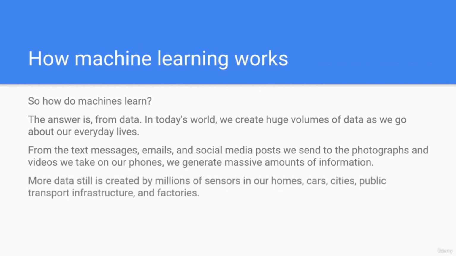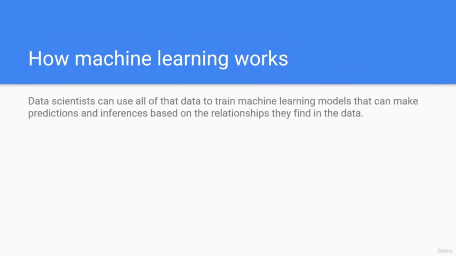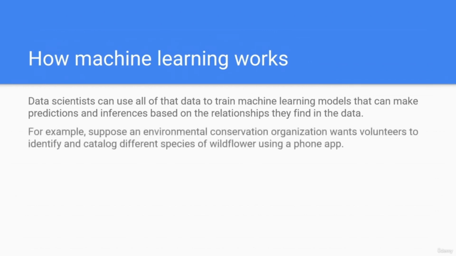More data still is created by millions of sensors in our homes, cars, cities, public transport infrastructure, and factories. So data scientists can use all of that data to train machine learning models that can make predictions and inferences based on the relationships they find in the data. For example, suppose an environmental conservation organization wants volunteers to identify and catalog different species of wildflower using a phone app.